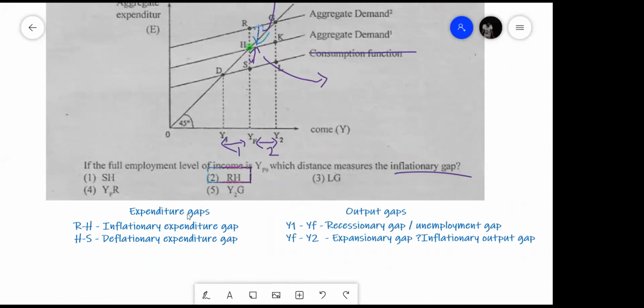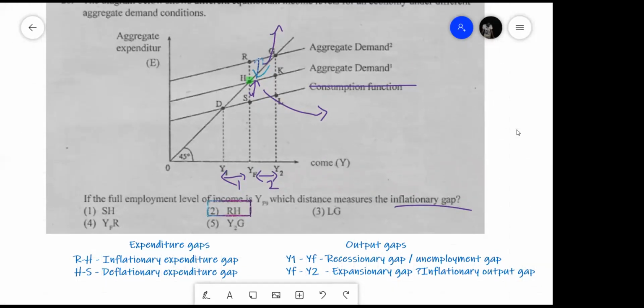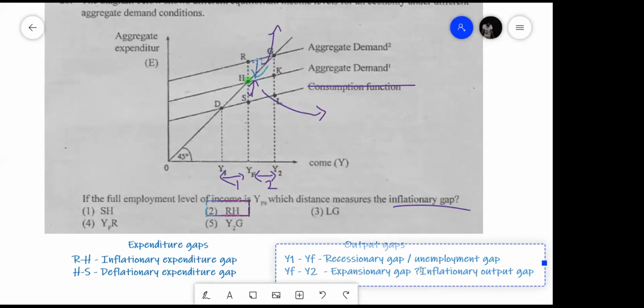You don't have to go into very theoretical context on finding the difference. All of that is not really needed, but just remember the basics because they're not going to test you that much in depth. But in case they give you a diagram and ask you about the inflationary output gap, or now this can even be called something else. So remember output gaps and expenditure gap. That's two different things.